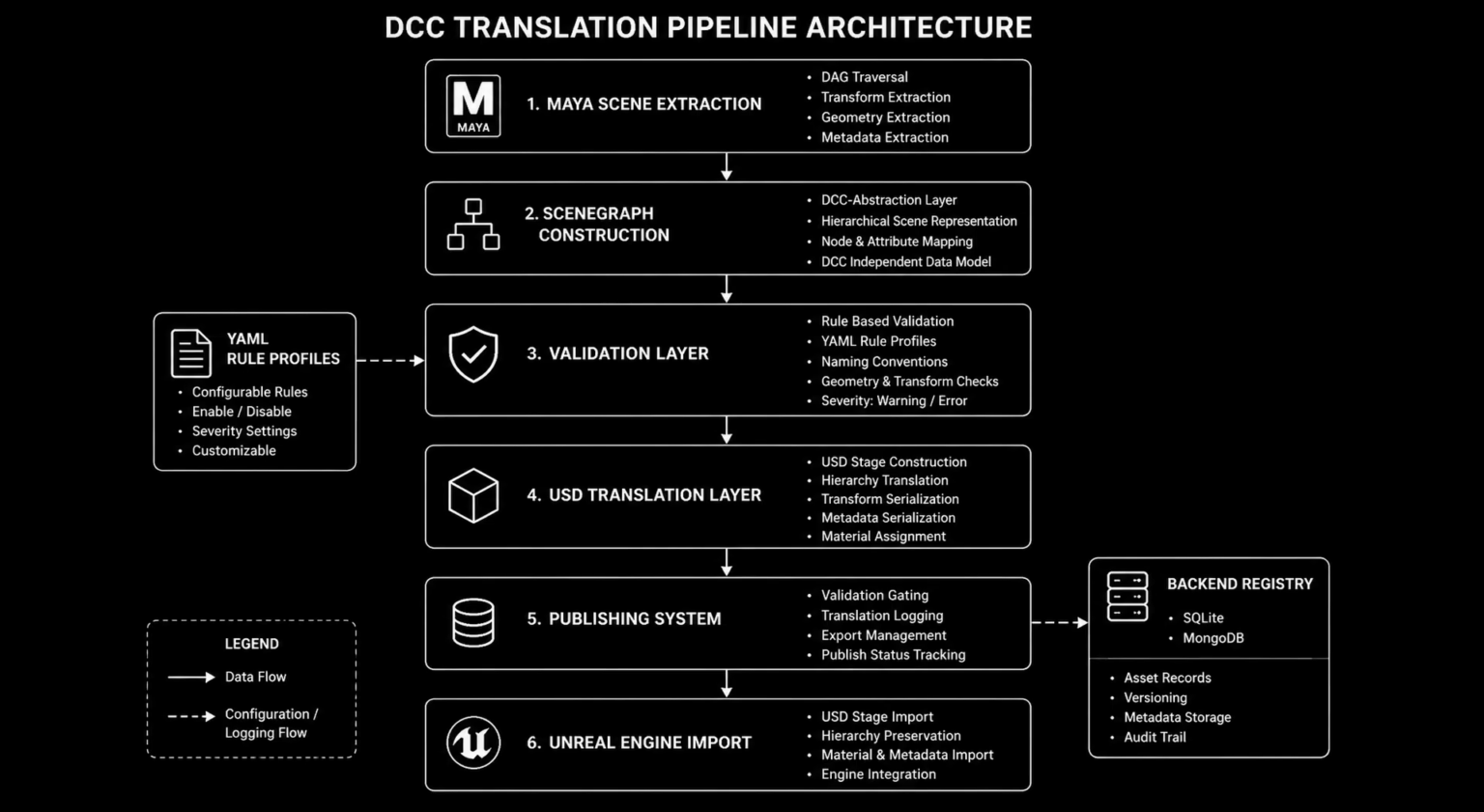And the last part of the architecture is the Unreal Engine import. Now that we have our own USD file based on the scene graph that we created, we can open Unreal Engine and import the file as we need in order to get all the assets in a matter of seconds.